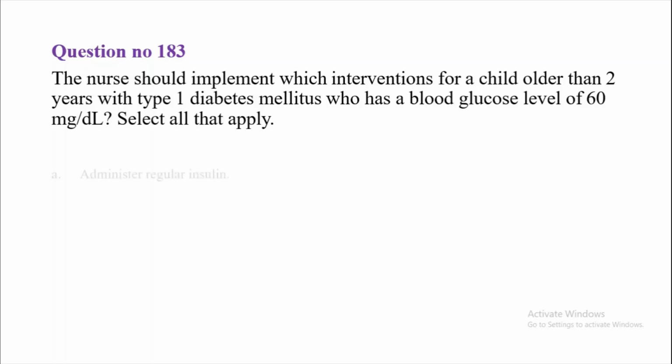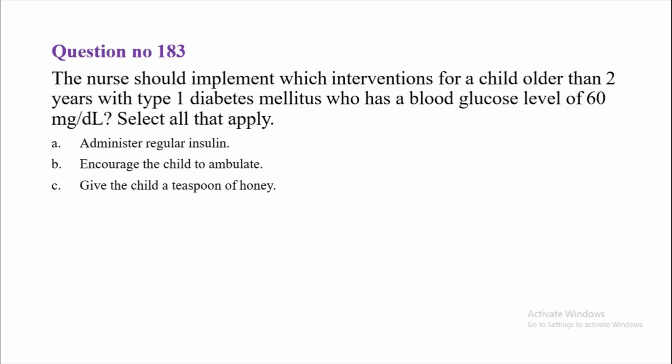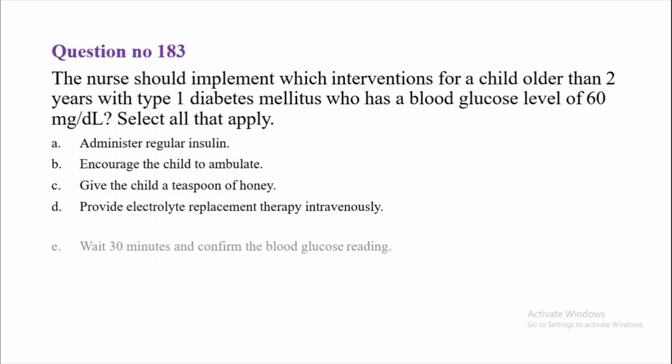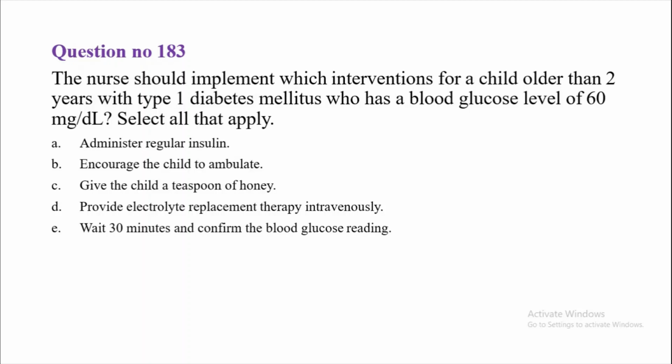The options are number A, administer regular insulin. Number B, encourage the child to ambulate. Number C, give the child a tablespoon of honey. Number D, provide electrolyte replacement therapy intravenously. Number E, wait 30 minutes and confirm the blood glucose reading. Number F, prepare to administer glucagon subcutaneously if unconsciousness occurs.